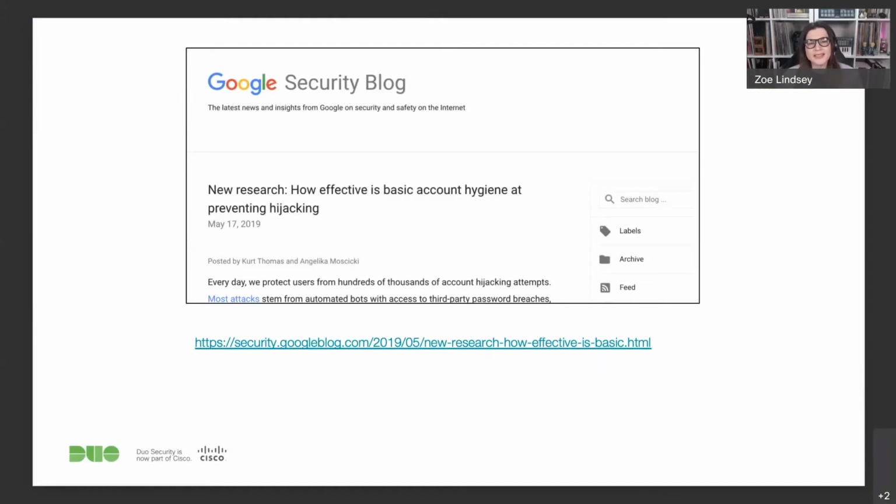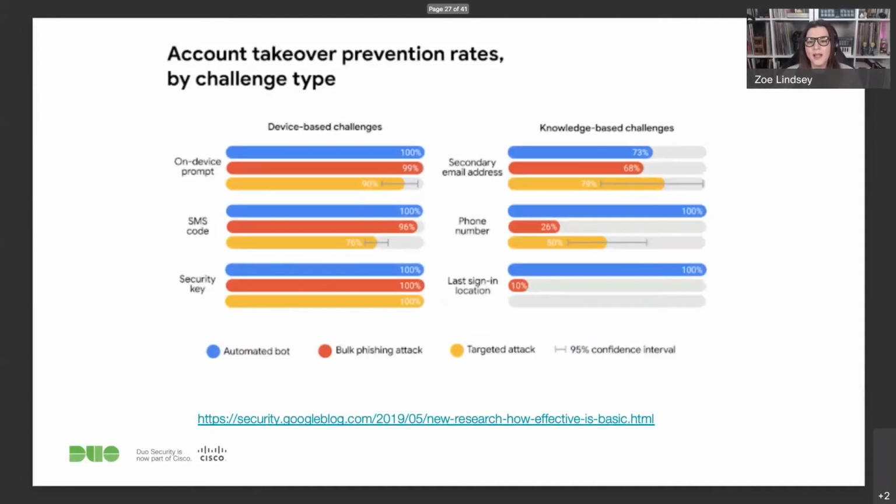Now, not all access methods provide the same level of security. I would encourage you to take a look at this research done by Stanford in conjunction with the Google security team, where they look at the success rate of automated and targeted attacks based on different multi-factor methods. You'll see that by far the most effective method was a unique device-based prompt. When I say unique and device-based, the way that we are distinguishing that from something like a hardware token or a soft token is that those use a shared seed secret.